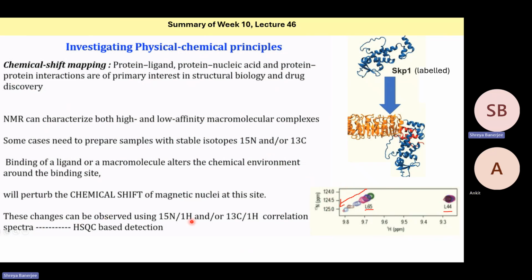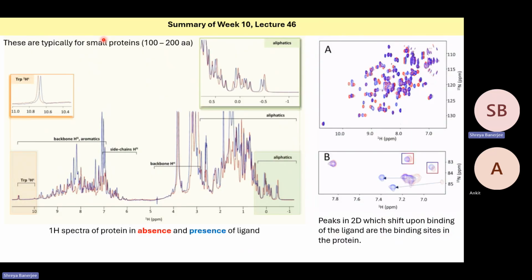So observing these changes in 15N 1H spectra, which is shown here, or in some cases 13C 1H HSQC spectra, we can find out the binding constants, the degree of binding, and so on of protein-protein or protein-ligand interactions. So this is typically done for small proteins having 100 to 200 amino acids.